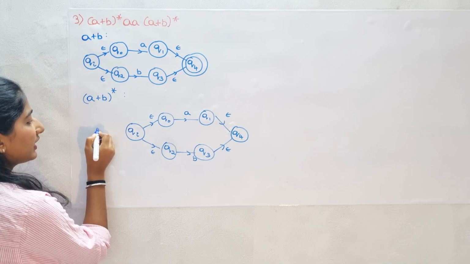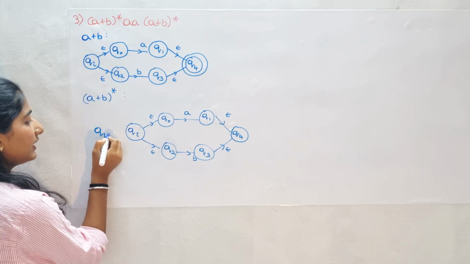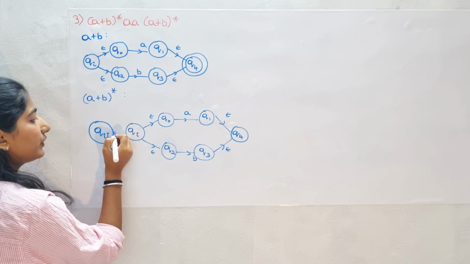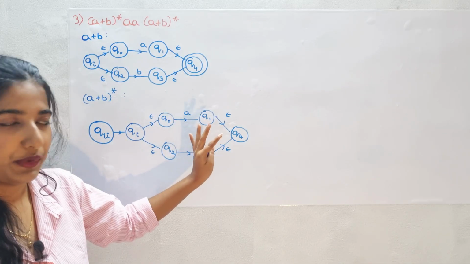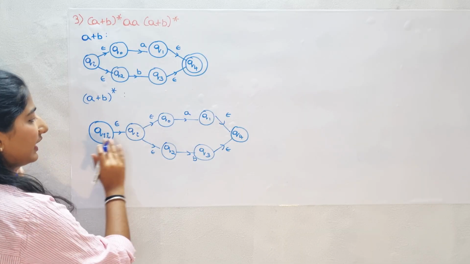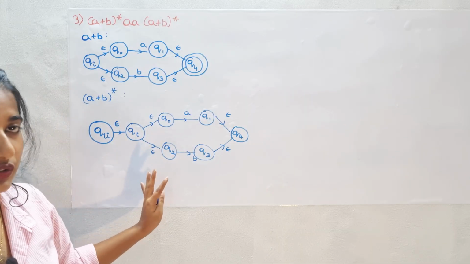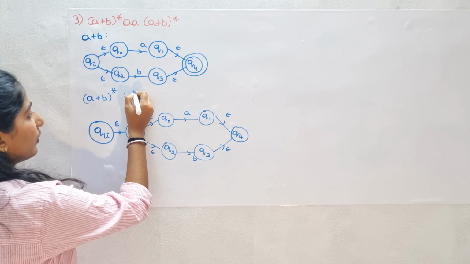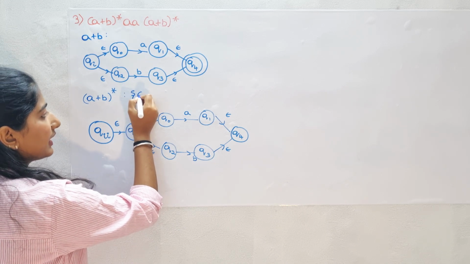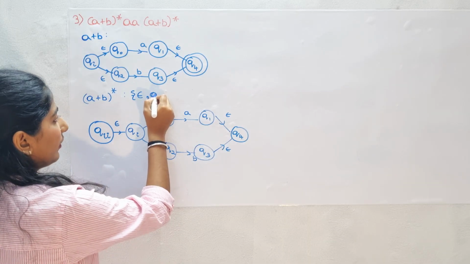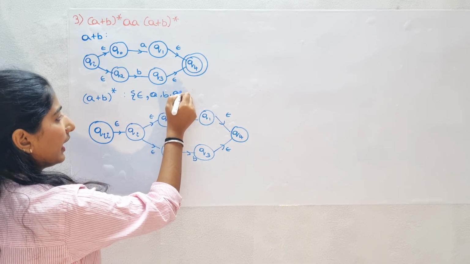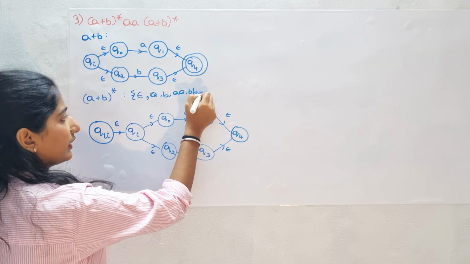Now I am taking another initial state. So what to do with this initial state? If I get either a or b, then I will be moving directly to qi. That's not an issue. What does a plus b whole star mean? Which means there can be an empty string also, or we can have a, b, a, b, b, so on, right?